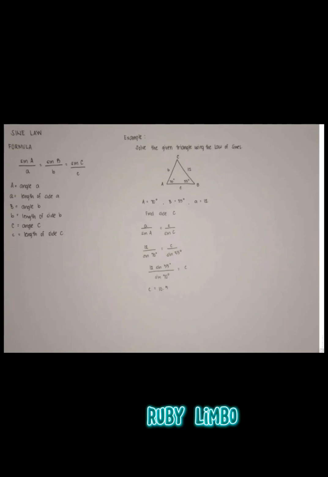Sine law or the law of sines. In trigonometry, the law of sines, sine law, sine formula, or sine rule is an equation relating the lengths of the sides of any triangle to the sines of its angles. Its formula is sine A over A is equal to sine B over B is equal to sine C over C. The capital letter A is the angle A, the small letter a is the length of side A, capital letter B is angle B, small letter b is the length of side B. Capital letter C is for angle C and the small c is for the length of the side C.